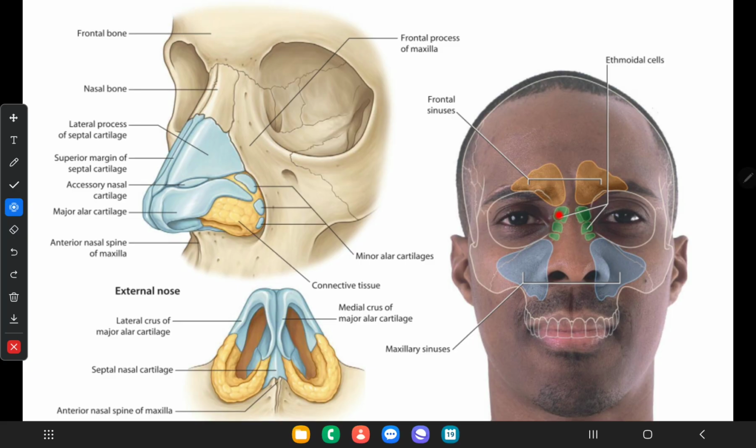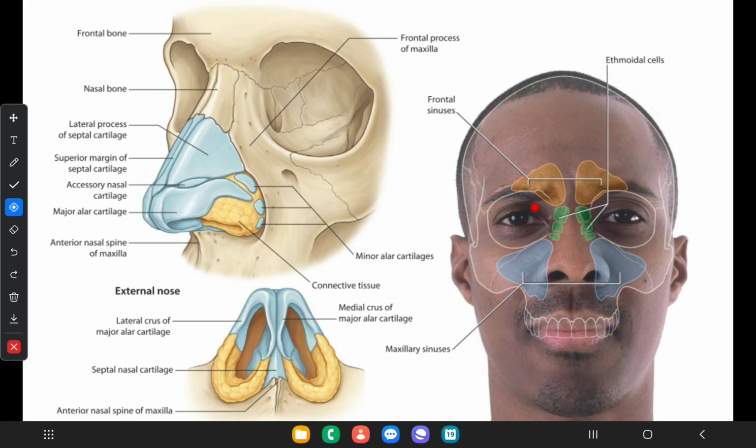Then you have to remember the most important point. The frontal sinuses you cannot see at birth. All the other sinuses are at the developing stage during birth. So that is a brief overview about paranasal air sinuses and development of those sinuses.